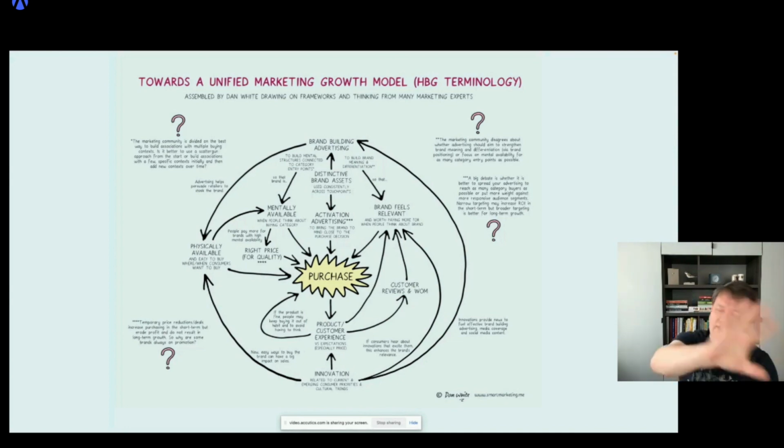So I like to capture this in one visual, and then around the outside just a few of the areas that are still being debated. Christian, does that make sense?